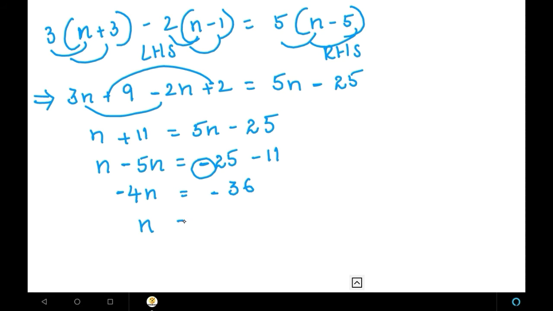n is equal to minus 36 by minus 4. In LHS, minus 4 is the numerator and goes to RHS, the other side it will become the denominator. So let me simplify this more. Minus minus gets cancelled and it will become plus. 4 and 36 gets cancelled, it will become 9. n value is 9. We have got the n value.